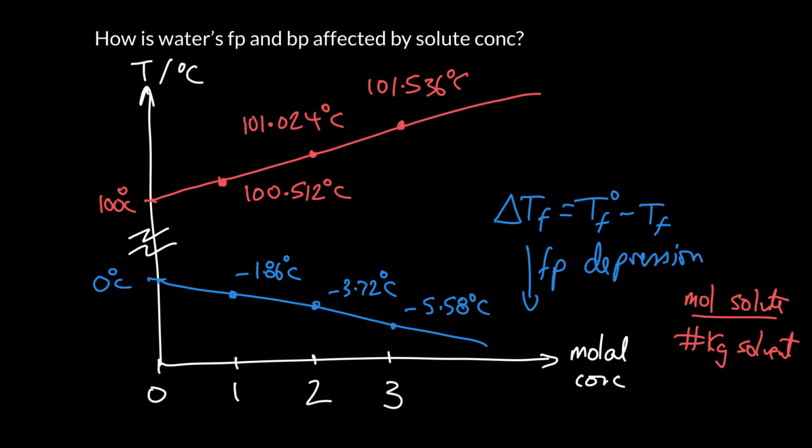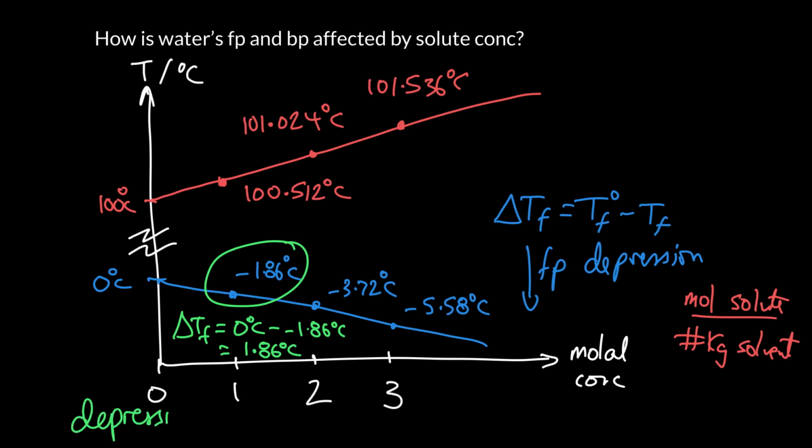So the reason for that is that if we take, say, this one right here and we calculate the freezing point depression, it is going to be 0 degrees C minus minus 1.86 degrees C, and that's a positive number, so it's 1.86 degrees C. And we have to remember it's a depression, so that means that it is going to go down by that amount. So later on, we're going to write a formula that allows us to calculate how much the boiling point goes up and the freezing point goes down. And you've always got to remember that the freezing points are depressed and the boiling points are elevated.